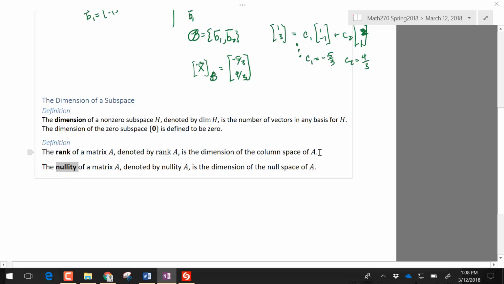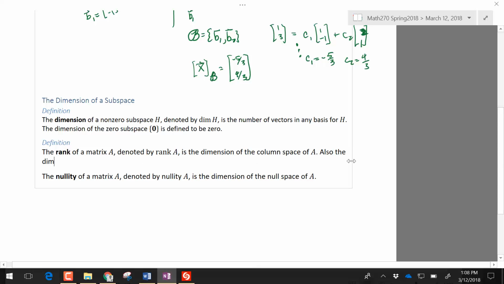And I also want to include for that first one, the rank, again, the book does not define row space in this section. It actually looks at row space later on in the textbook, but it's the same dimension as the column space, as we saw in the previous class. It may not necessarily live in the same vector space, but the dimension will be the same.